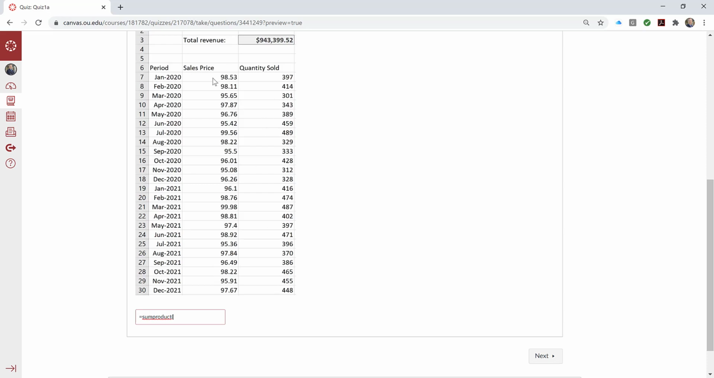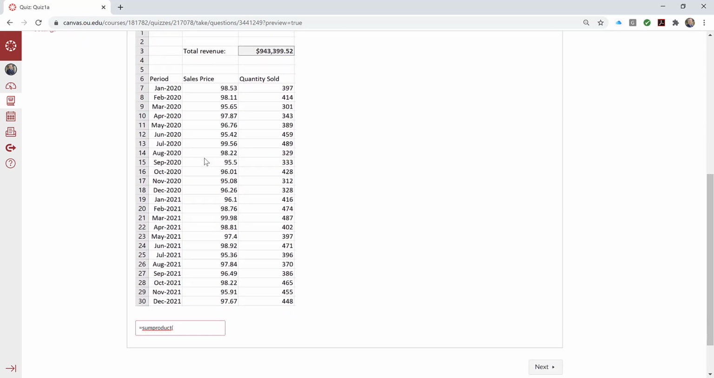I could do B7 through B30, comma, C7 through C30, or I could do C7 through C30, comma, B7 through B30.